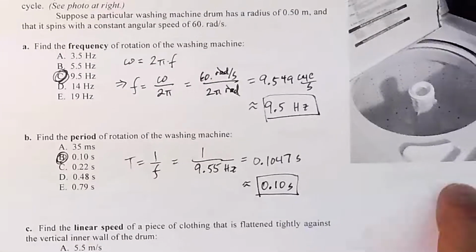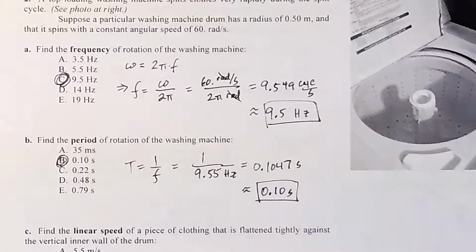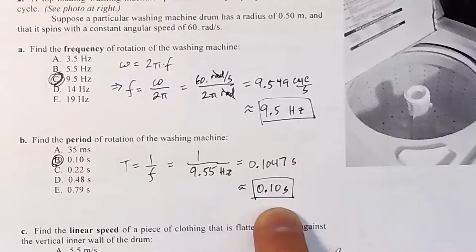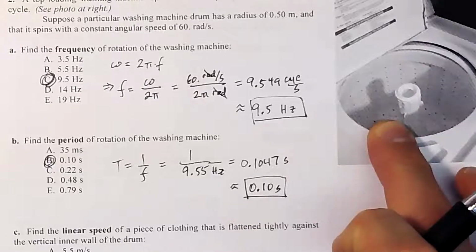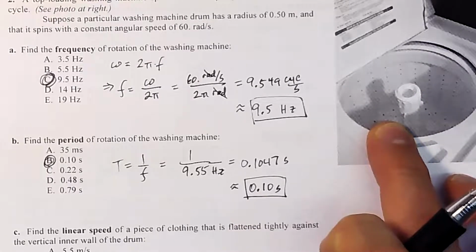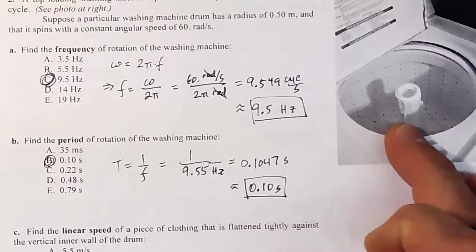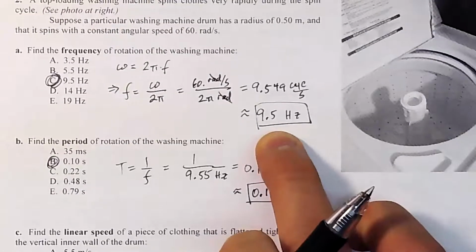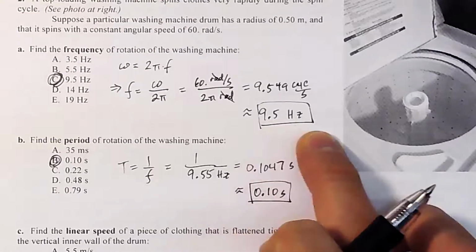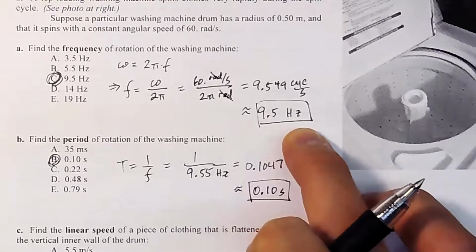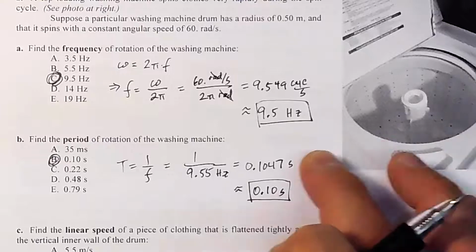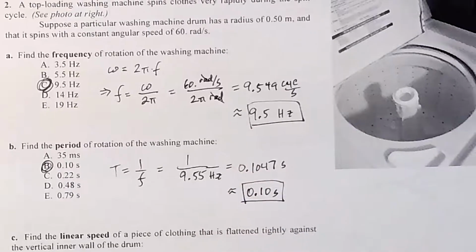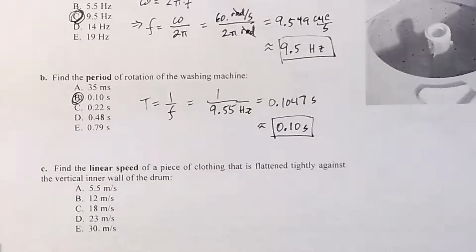All right, so when this washing machine is spinning at full speed, it looks like it takes 1/10 of a second to complete one full rotation, or put another way, it completes 9.5 rotations every second. That's what hertz is, cycles per second. So 9.5 revolutions per second. All right, moving on to uniform circular motion.